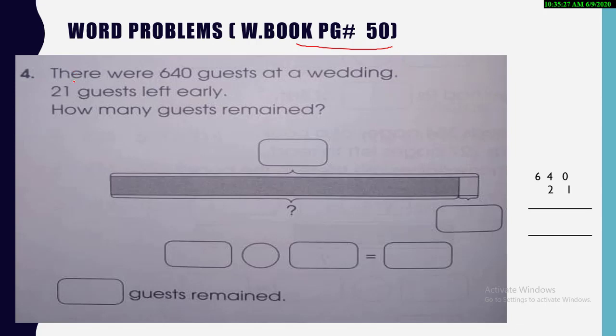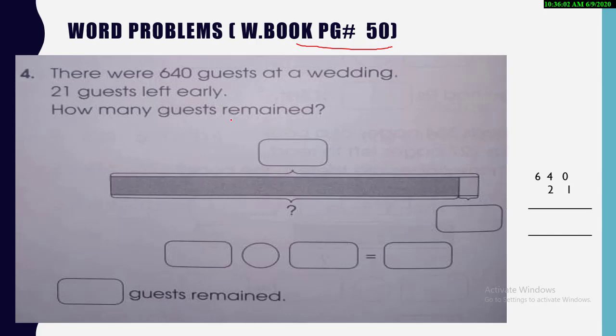First step. There were 640 guests at a wedding. Wedding, you know the meaning of wedding. 21 guests left early. Okay, there are 21 guests who went to their home because of some work, so they just left the wedding a bit earlier than the others. How many guests remained? Remained is the word. How many guests were left? Okay, remained is the word that we also use for left.